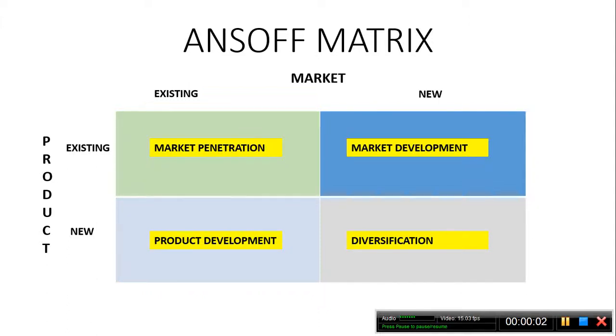Hello. So today we're going to look at the Ansoff Matrix. It is also known as the Ansoff Growth Matrix. Now the word I want you to take note of is growth. The Ansoff Matrix is to deal with growth. Growth in market share, growth in productivity. That is what the Ansoff Matrix is about.